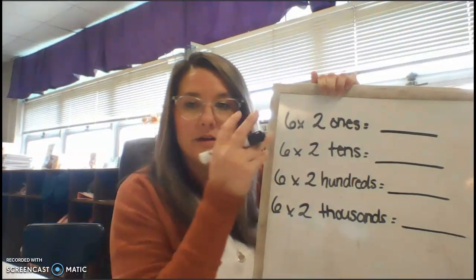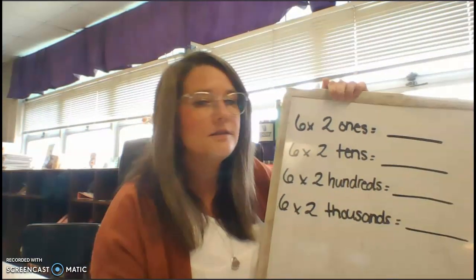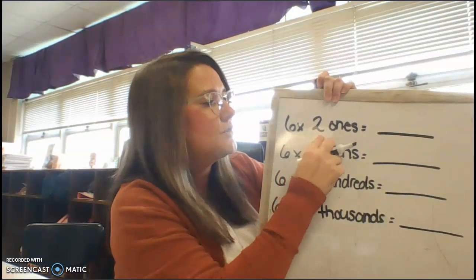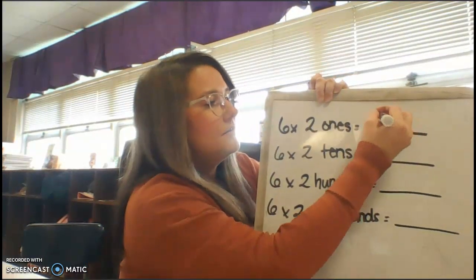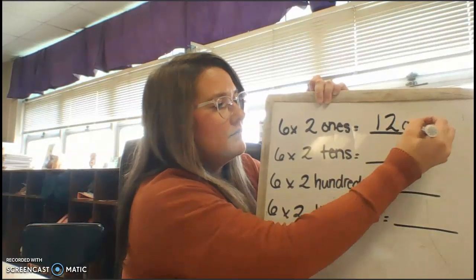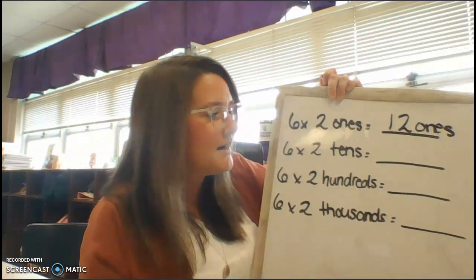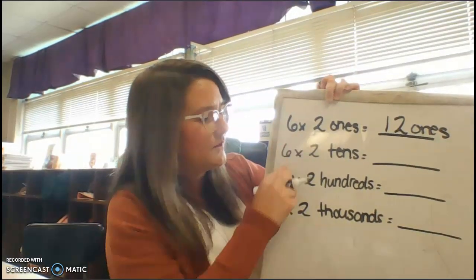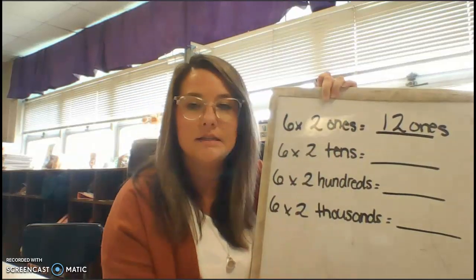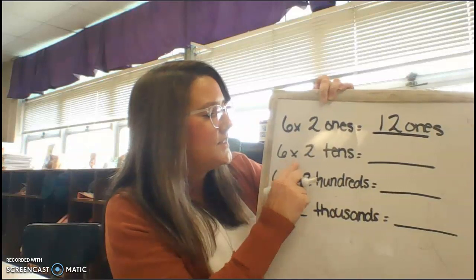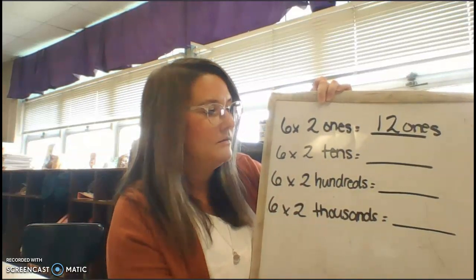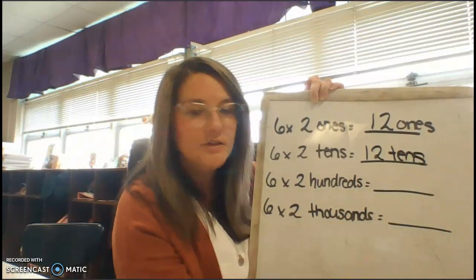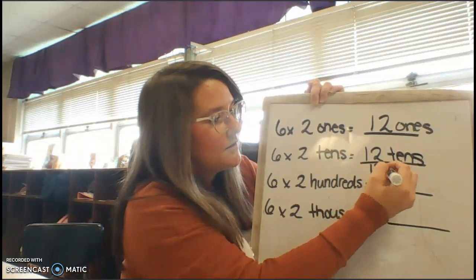All right, I hope you had a chance to solve those problems. We're going to start with 6 times 2 ones. If I have 6 times 2 ones, I would have 12 ones. We're writing this in unit form before we put it in standard form. That way we can see the relationship between multiplying ones, tens, hundreds, and thousands. If I have 6 times 2 tens, that means I'm going to have 12 tens. And the value of 12 tens is 120.